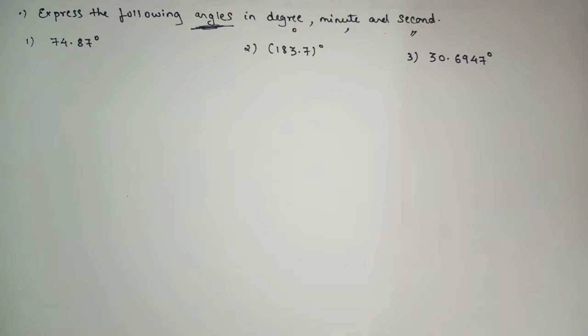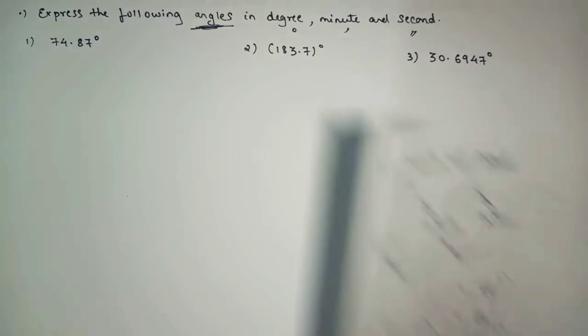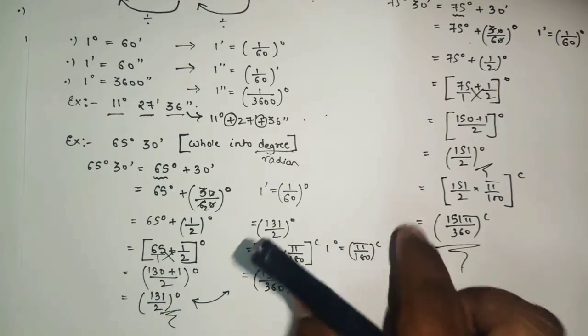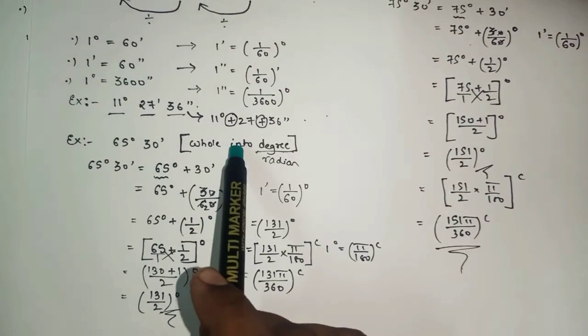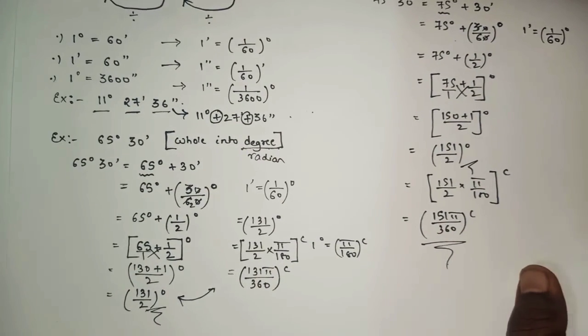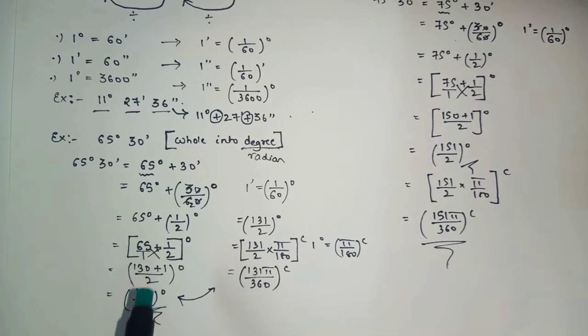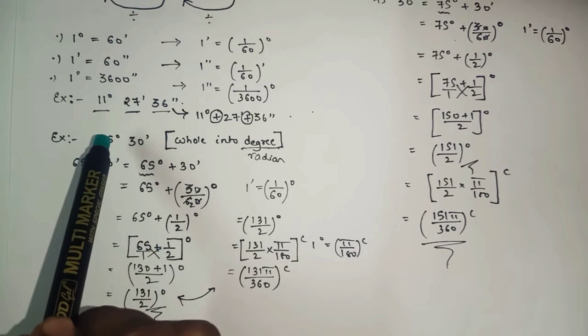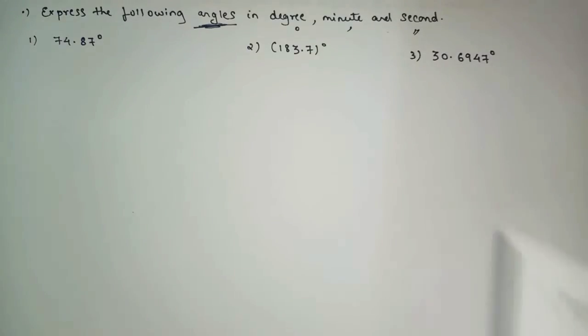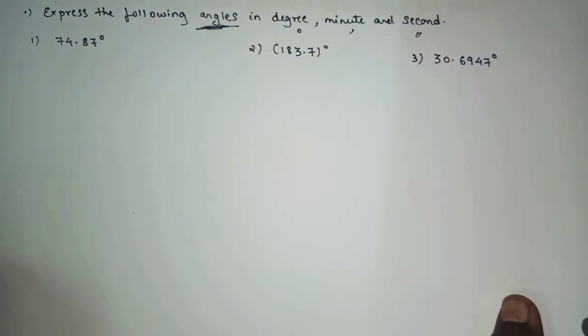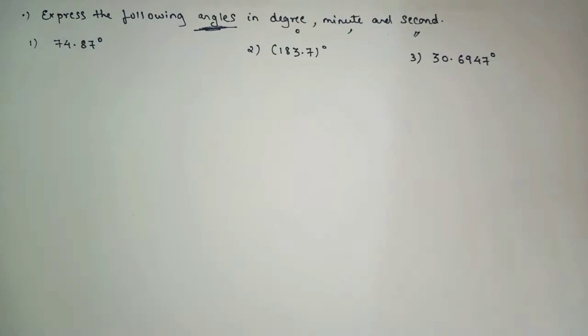In the last lecture we saw how to convert degree, minute and second into degree as well as into radian. Now we'll see the reverse process: when you have degree, how to convert the degree into degree, minute and second. So that is the process. Now we'll see how to express the angle in terms of degree, minute and second.